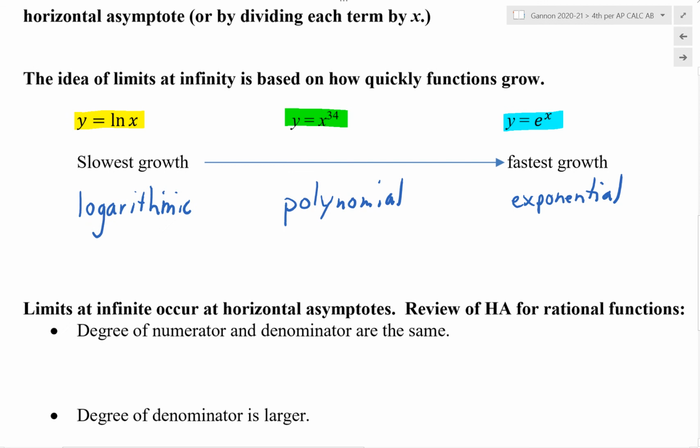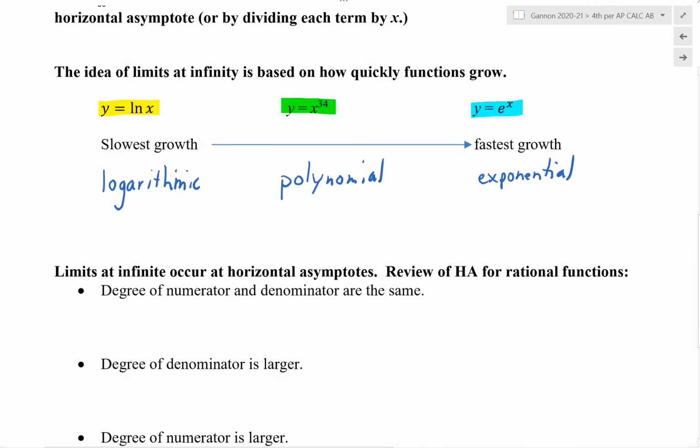Now, those rates of growth can help us determine limits at infinity, based on if the numerator is growing faster than the denominator or vice versa. And that is something that we're going to take a look at a little bit later on in these notes. So this idea of the growth rate of these functions, which functions grow slower versus faster, is going to be important for some of these problems.